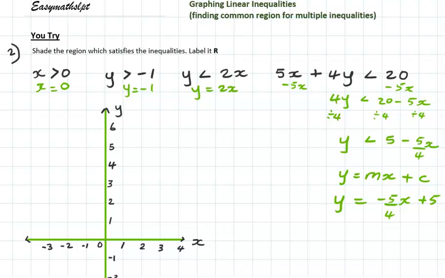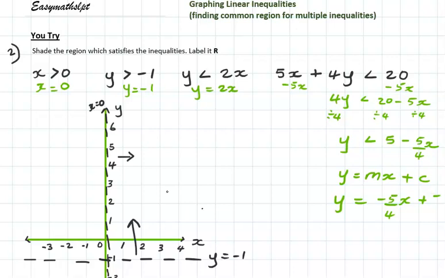Okay, let's start. The first one says x is greater than 0. So our x is equal to 0, and it says greater than, so we know we'll be going in this direction, or above the line. The next one, y is greater than negative 1. So we look for negative 1 on the y-axis, and it's broken because it does not say it's equal to it. We can label this as y is equal to negative 1. It also says greater than, so we will be going above the line.